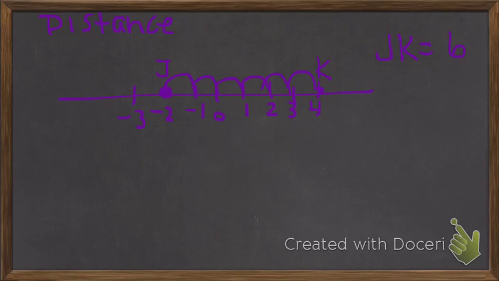We just counted them. If you look at just the numbers and we didn't draw the number line, we said J was at -2 and K was at 4.